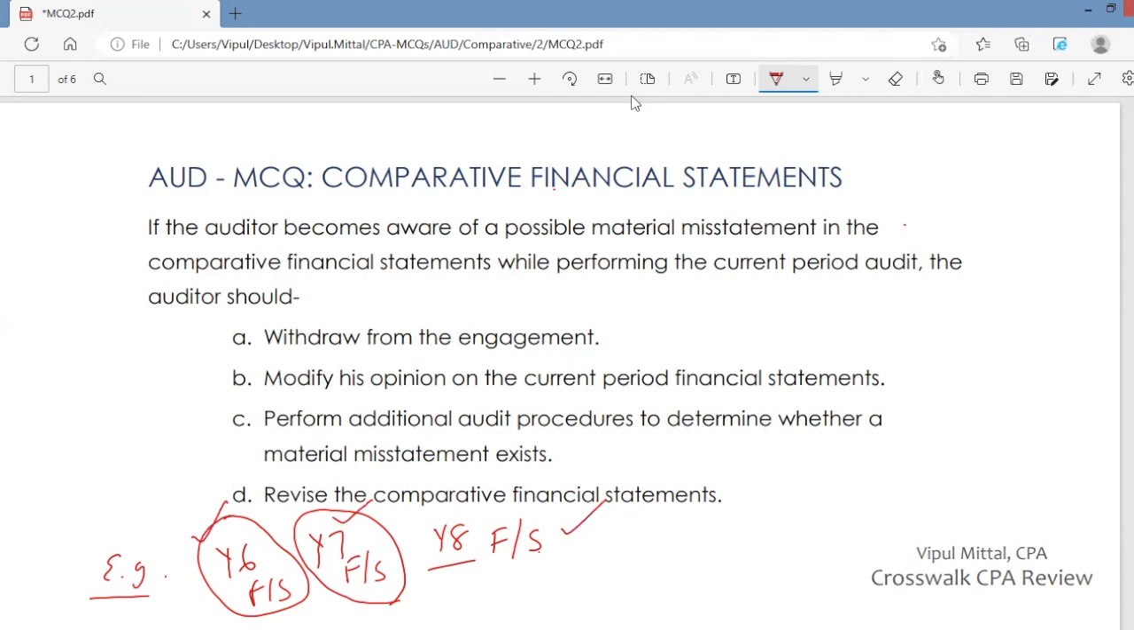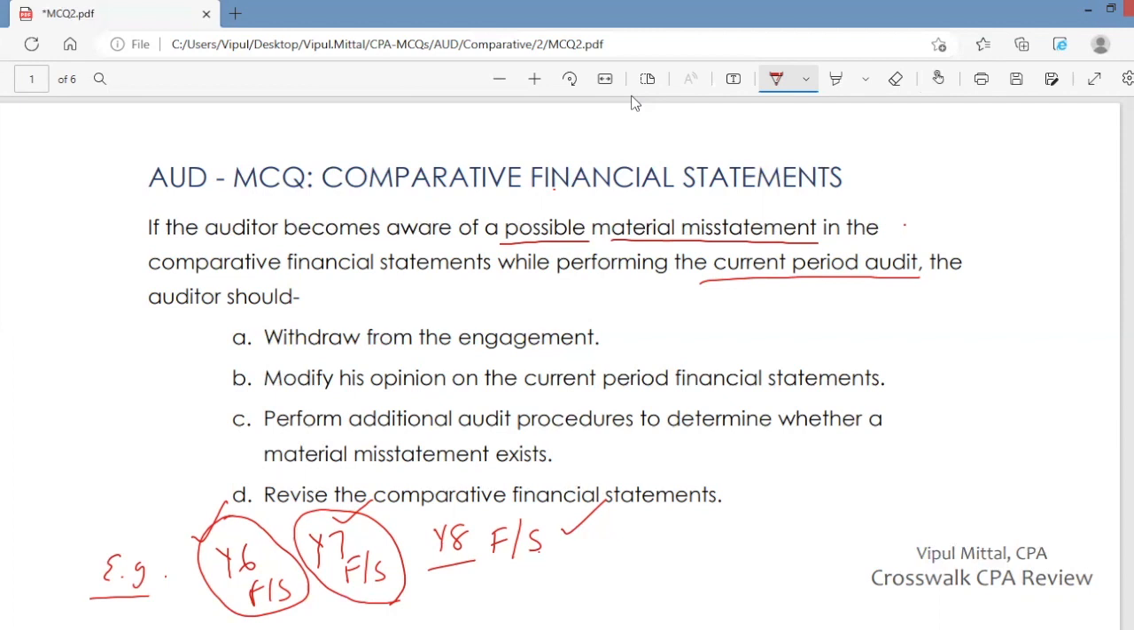Now what the question is asking: if the auditor becomes aware of a possible material misstatement in the comparative financial statements, we are talking about year 6 and year 7 financial statements, while performing the current period audit, while performing year 8 audit, what should the auditor do? You are auditing year 8 financial statements and you have identified a possible material misstatement in, for example, year 7 financial statements. What would you do? You have 4 answer options.